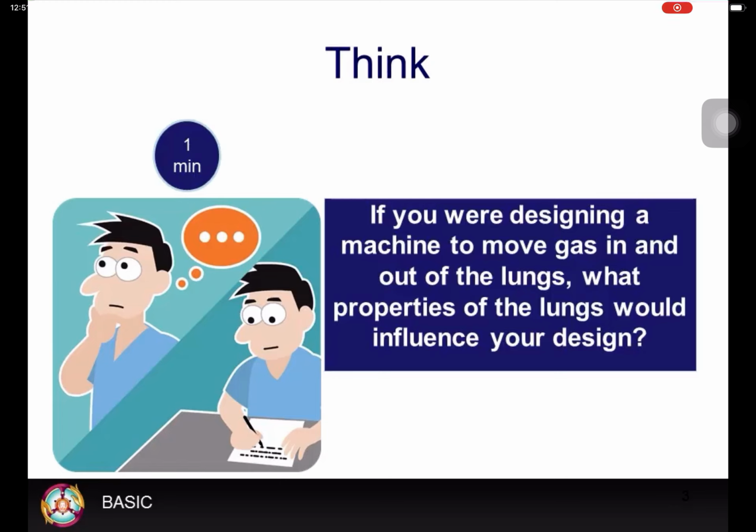At this point, I want you to think for a minute. If you were designing a machine to move gas in and out of the lungs, what properties of the lungs would influence your design?